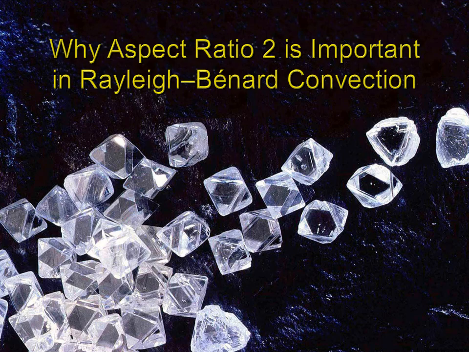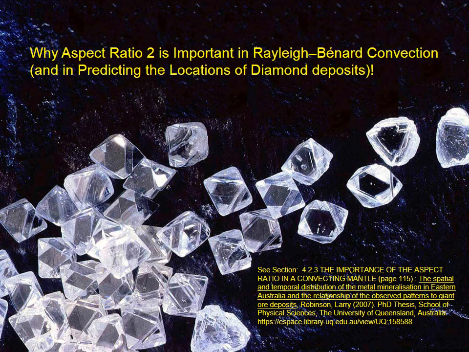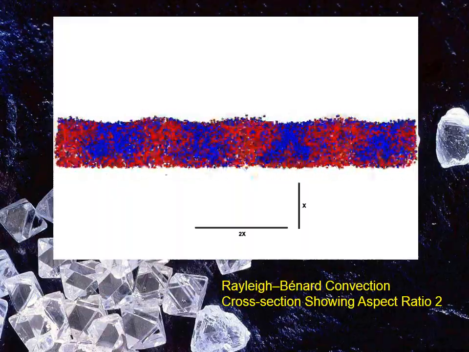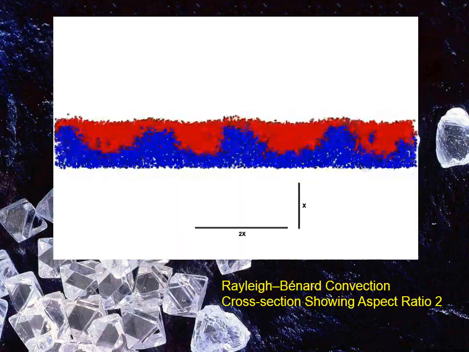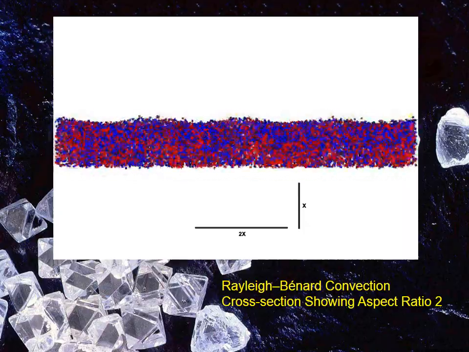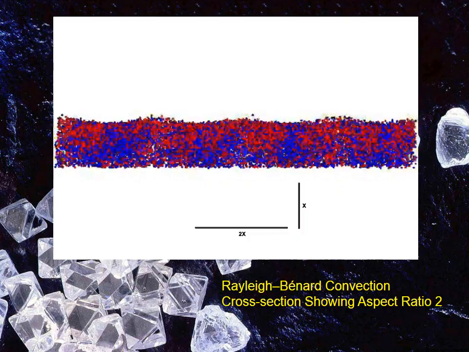Why aspect ratio 2 is important in Rayleigh-Bénard convection. The importance of this aspect ratio in Rayleigh-Bénard convection is critical to us understanding the locations of diamond deposits. The section 4.2.3 in the reference shown below will go into aspect ratio 2 much more comprehensively. This simulation of Rayleigh-Bénard convection illustrates what is meant by aspect ratio 2. So note that the individual cell is always twice as wide as it is deep.